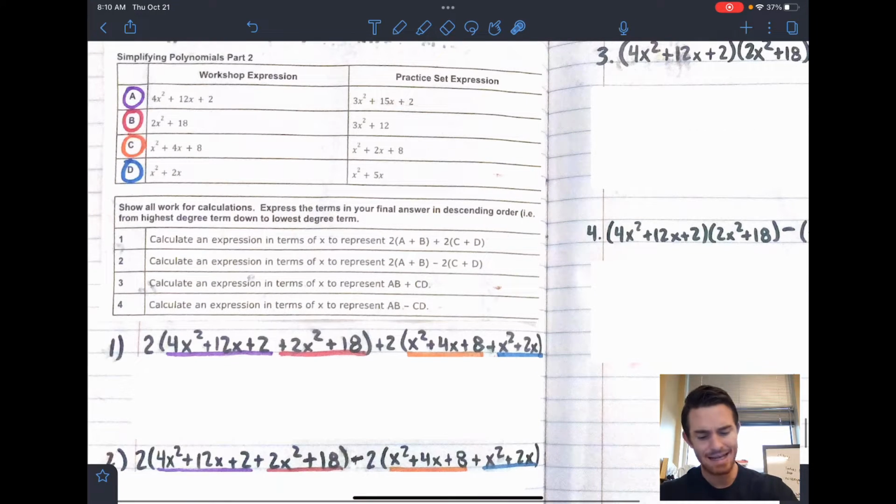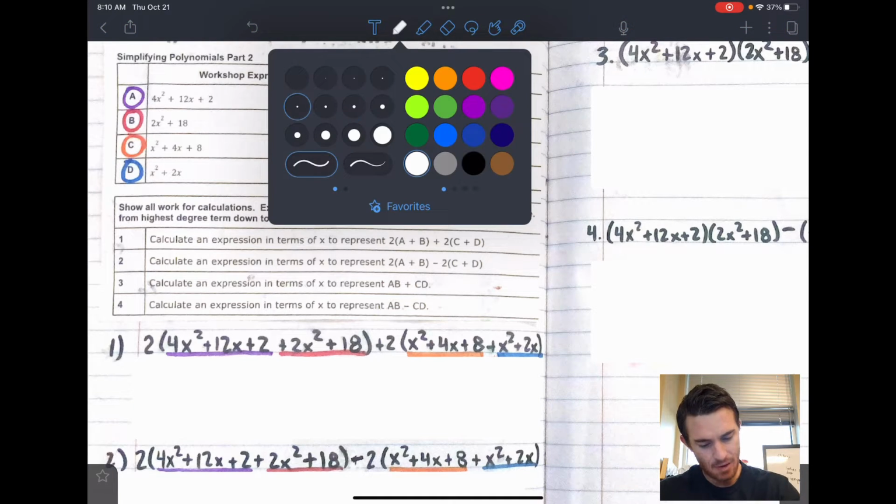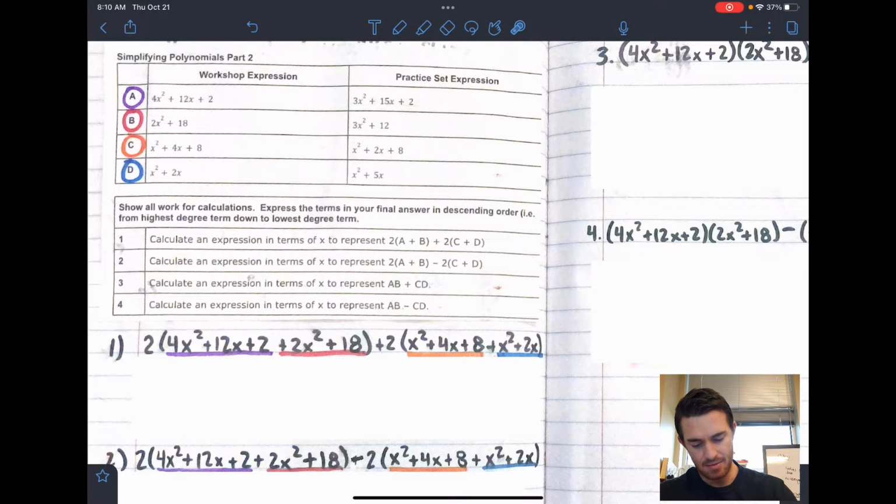Okay? And again, once you answer these, I'll enter that in as a quiz grade, which will be nice for your grade book. Okay, so let's go ahead and start with question number 1.